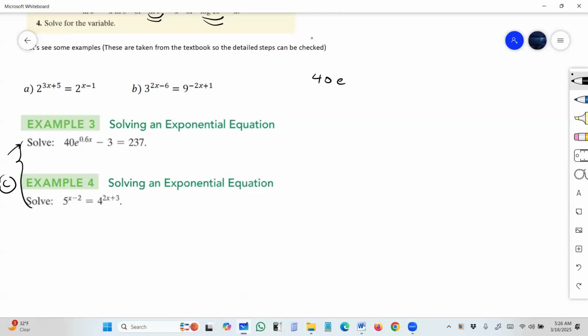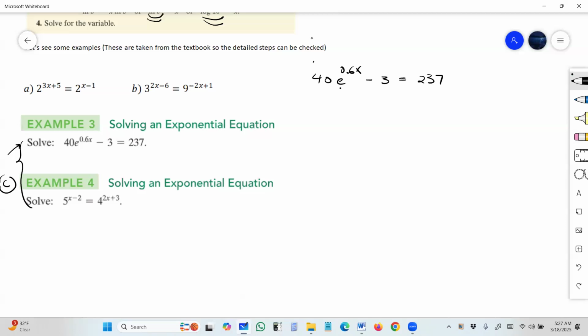So 40e^(0.6x) minus 3 equals 237. All right, so this is what we have. Let's just make sure that we write this thing, 0.6x. Okay. Now, step one, as before, we need to isolate the expression where we have the base.